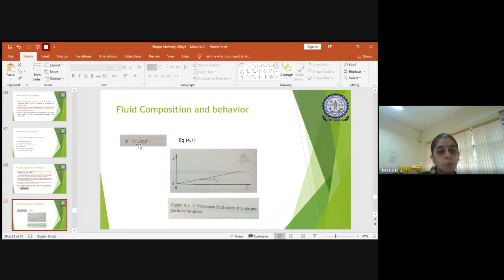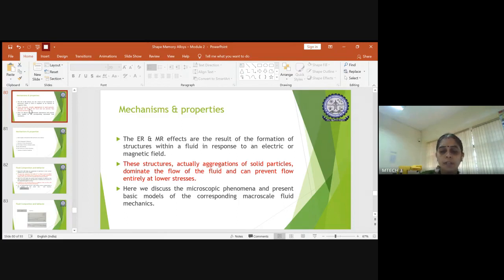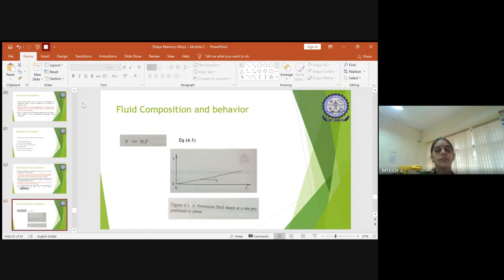If we need to remove the proportionality symbol, we should add a constant over here. So we call this the resisting shear strain, and the shear stress is proportional to the product of the strain rate and the viscosity. This mu will tell you the value of the viscosity. So in the equation, this is the mu which tells you the viscosity level. The shear stress will be proportional to the shear strain, and if you need to remove the proportionality symbol, you add a constant value, and the constant value here will be mu, which is nothing but our viscosity.